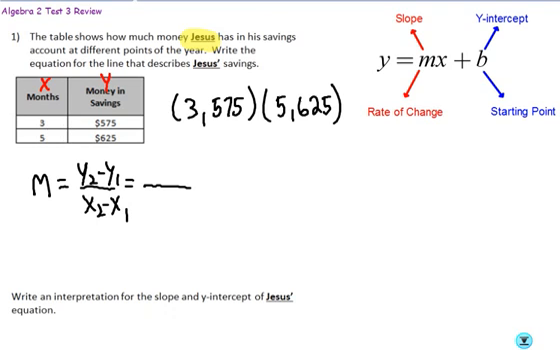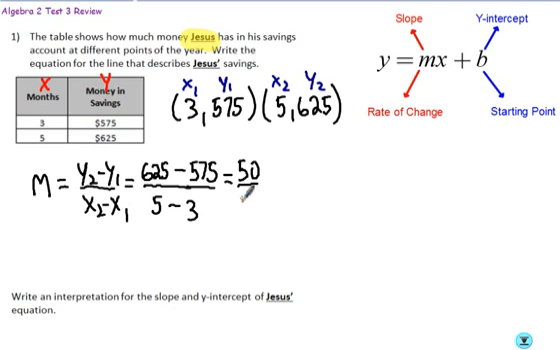Since we have 2 pairs here, we'll label the first x1, y1, and because I've got a second pair, I'm going to call that x2, y2. And then I'm just substituting those numbers in. So y2, which would be 625, minus y1, which is 575, over x2, which is 5, minus x1, which is 3. So 625 minus 575 would be 50, and then 50 divided by 2 would give us 25.